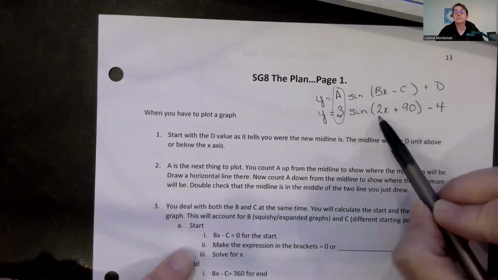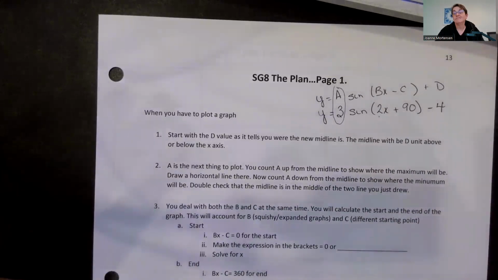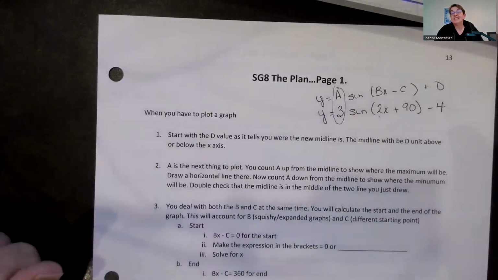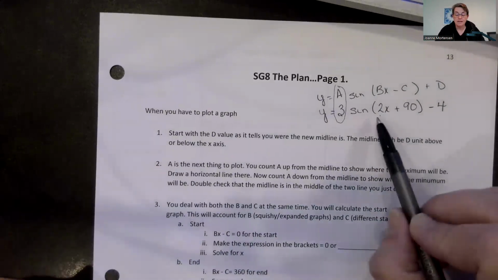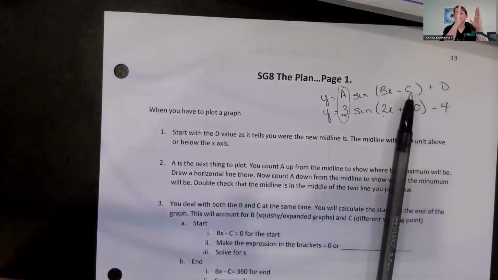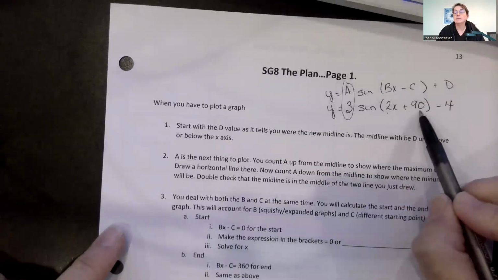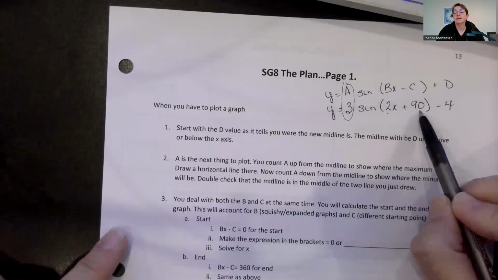This and this together, basically, I take it as, you know what? It's not starting at 0. That's honestly what you have to know. If you want to get fancy, this tells me I'm going to have 2 cycles by 360, so it's going to be pretty squishy. And this tells me it's going to be starting in a weird spot. It's not going to start at 0.